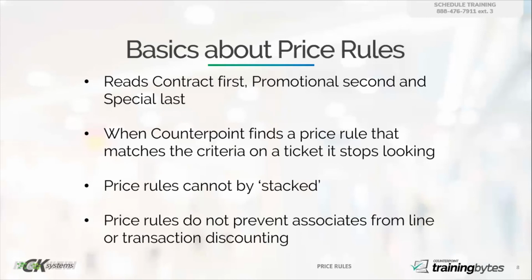Price rules, and this is a limitation of price rules, do not prevent your associates from further discounting items. So when Counterpoint automatically discounts an item based on a price rule, there's no mechanism to prevent your associates from highlighting that discounted line and discounting it further. So your associates have to be trained not to do that.